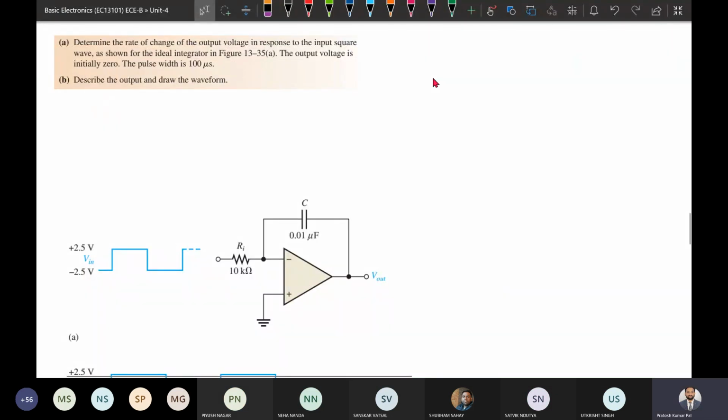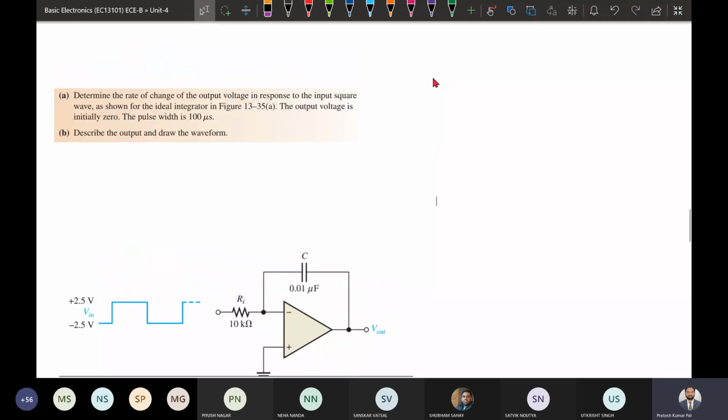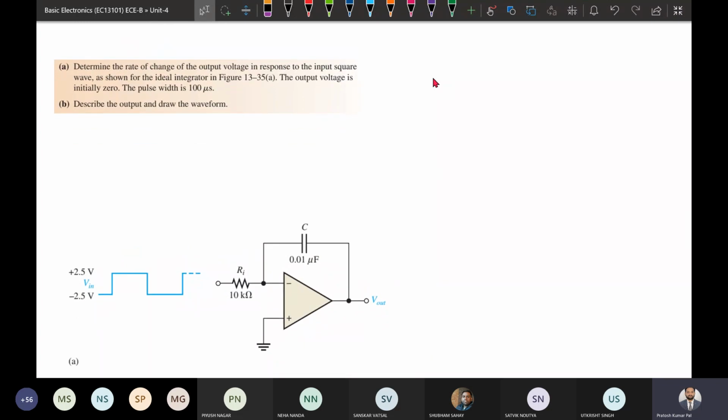Okay, sorry for the disturbance. I had not considered an example while preparing the slides, so I have just considered some examples. So this is the example we will be solving here.